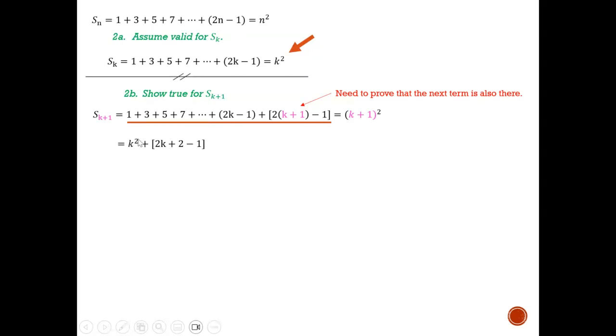I only work on the left side. So the left side, which is k squared plus 2k plus 2 minus 1, has to equal (k plus 1) squared. That's how you prove it. So I'm going to leave my right side alone. Okay, I'm only going to work on the left side.